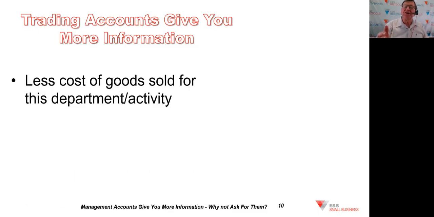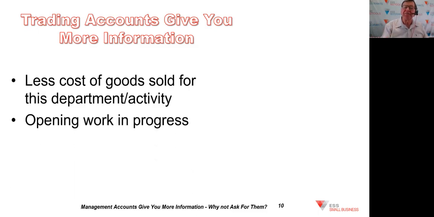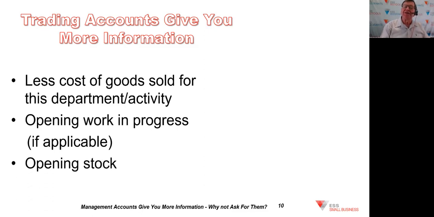And then you might look at the cost of goods sold for this department. If it's a manufacturing department, I suspect you're always going to have work in progress. So this should be brought to account in your accounting data, in your management accounts, so you can get a true reflection of what has happened. So you've got opening work in progress, which is the closing value from the previous month. Then you're going to have your opening stock. That's if you've got stock within this particular business activity. You might not, of course.